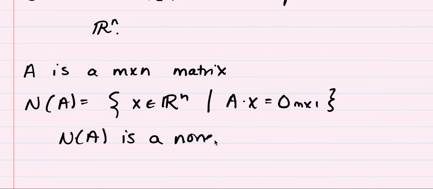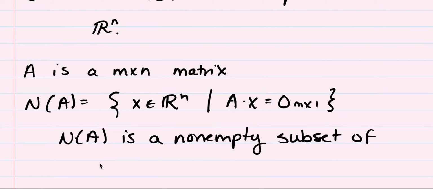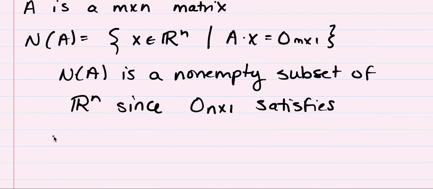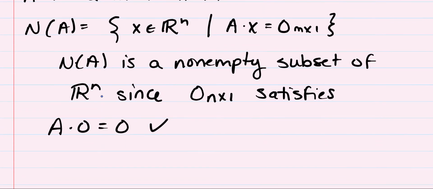So it's a non-empty subset of Rn since the 0 n by 1 vector satisfies A times 0 is equal to 0. Okay, the other two properties we have to check are scalar multiplication and vector addition: if we add two vectors together that are in the null space, and if we multiply a scalar by a vector that's in the null space, the results are in the null space as well.